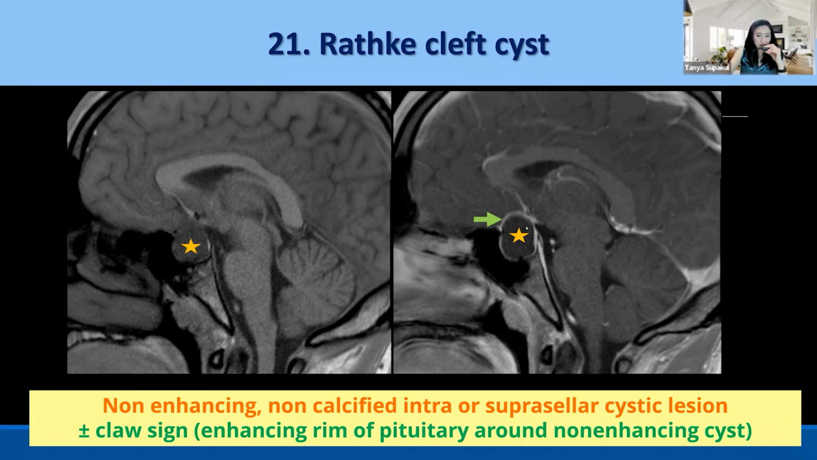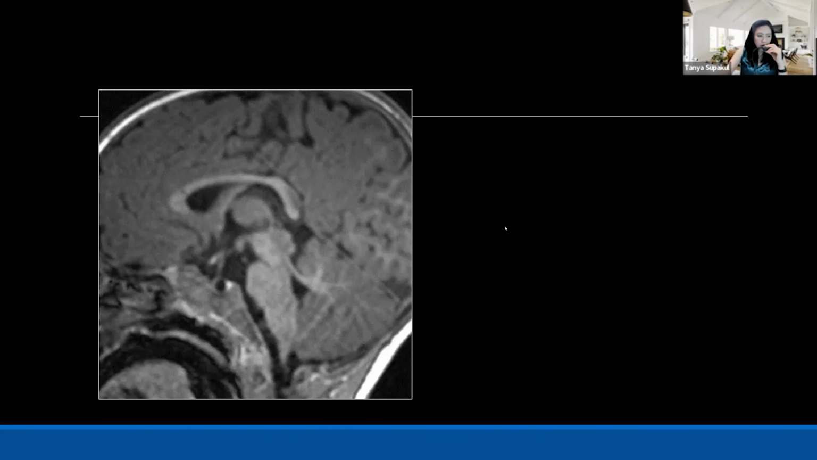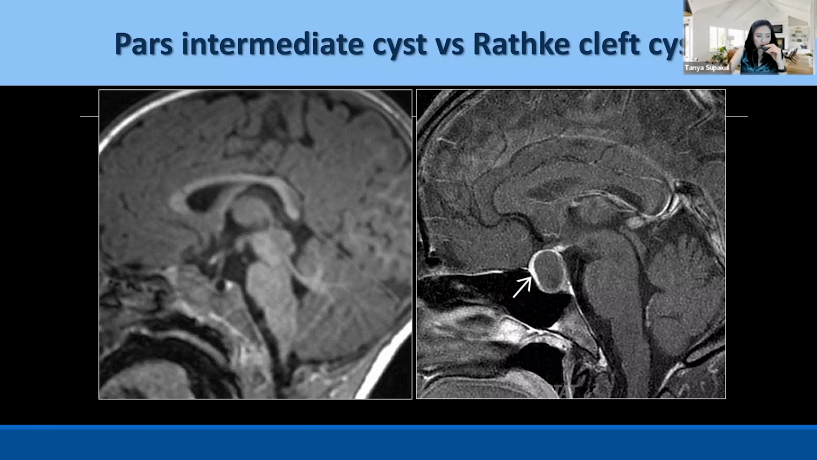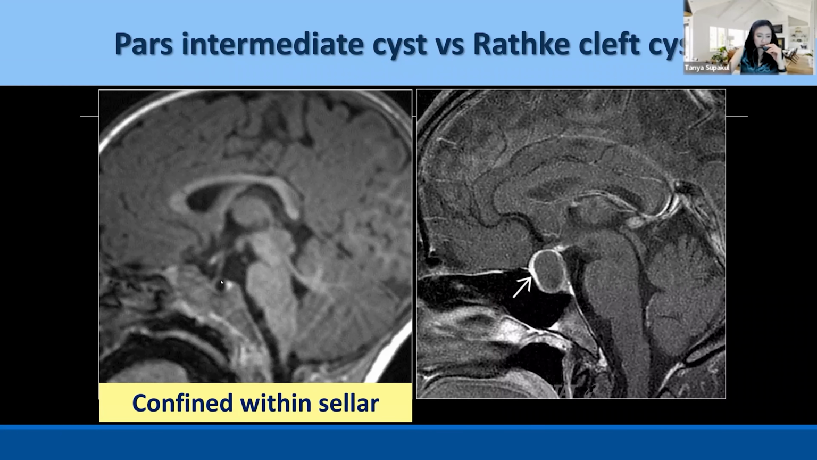It's also a cystic lesion that can be between the anterior and posterior gland, but you have some crescent-shaped anterior gland enhancement superiorly. So this is a comparison of the pars intermedia cyst and the Rathke cleft cyst. The pars intermedia cyst is confined in the sella between the anterior and posterior gland, but the Rathke cleft cyst can extend to the suprasellar region and has some enhancement of the anterior gland, anteriorly and superiorly to the cystic lesion.